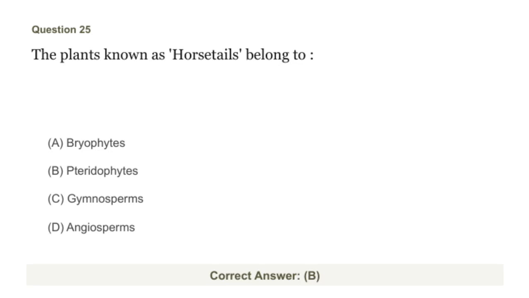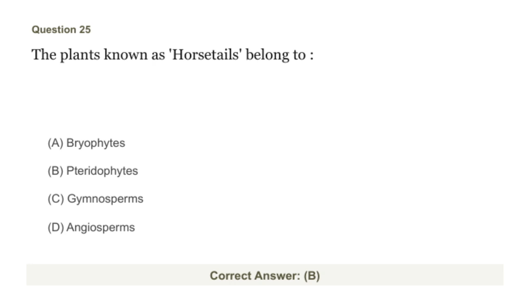Let's take a closer look at this question about plant groups. The correct answer here is B, pteridophytes. Now, when we talk about horsetails, these plants are classified within the pteridophytes group. Horsetails are interesting because they are vascular plants, meaning they have specialized tissues for transporting water and nutrients, which sets them apart from non-vascular plants like bryophytes.